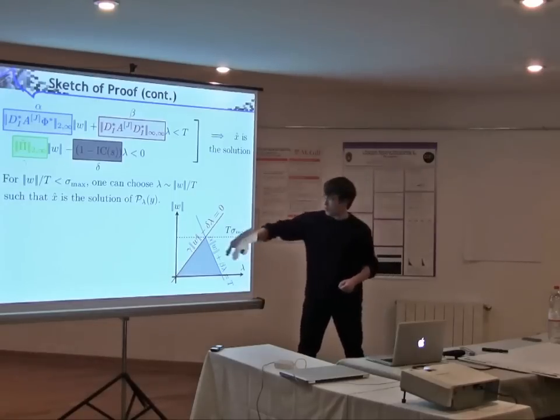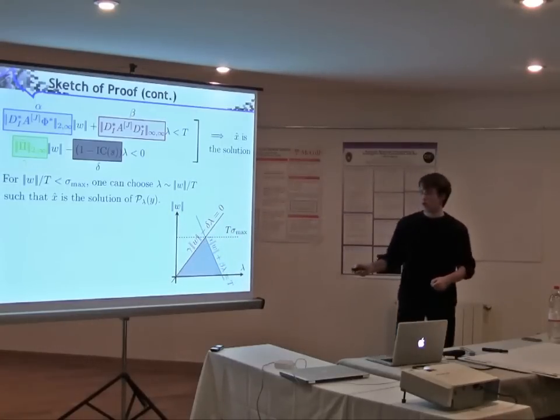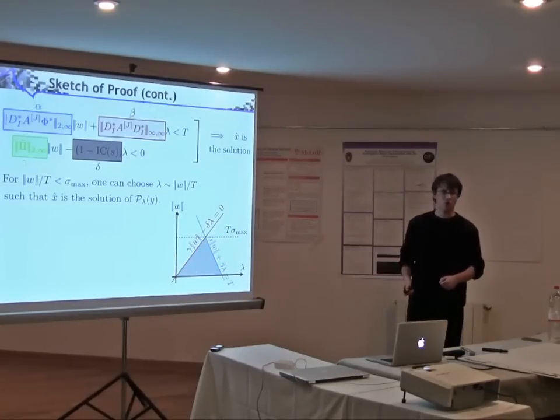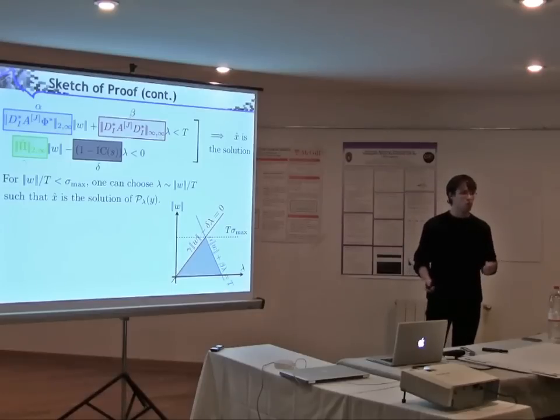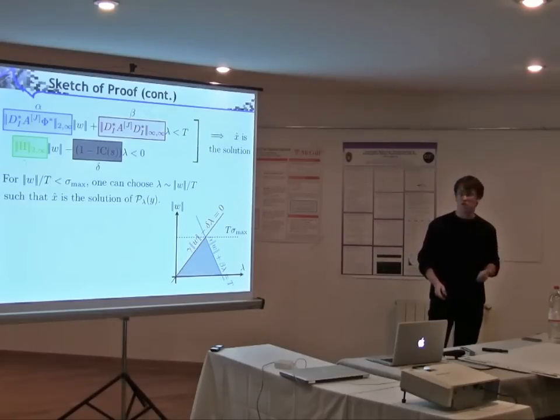So this defines another region. You see that there is this little triangle, which is a triangle that you are allowed to be in over lambda and the noise level. If both lambda and the noise level are correctly in this triangle, then x hat is the solution. And this is exactly what I have told.